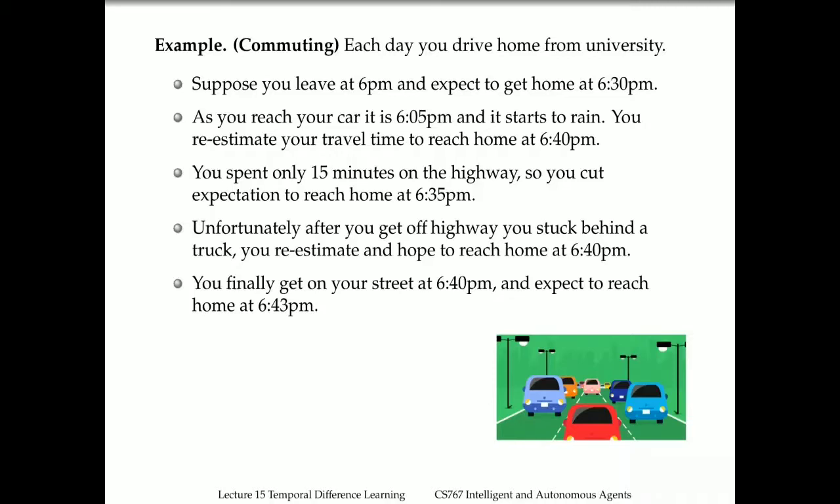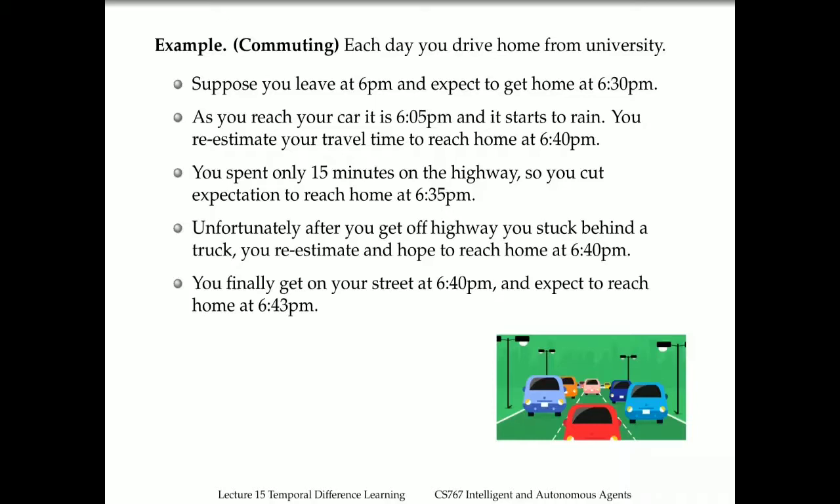So then you get onto the motorway, and suppose surprisingly the motorway is actually not bad. So you only spend 15 minutes on the motorway, and then you would cut your expectation and think that, well, actually it's not as bad as I thought, so I may arrive home at 6:35. Right? But then, unfortunately, after you get off the motorway, there's heavy traffic on the road that leads to your home. So you're basically stuck behind some big truck. And this may worsen your expectation. And so you estimate and hope to reach home at 6:40. Then when you finally get onto the street where your home is located, it's already 6:40, but then it's a pretty smooth run, so you expect to reach home at 6:45, and eventually you get there at 6:45.